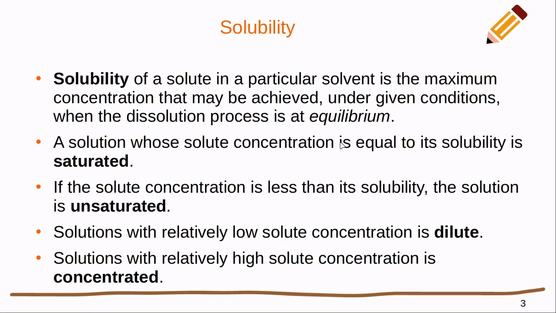A solution whose concentration is equal to its solubility is what we call saturated. It has the maximum amount of solute possible given those conditions in the solvent. If the solute is less concentrated than its solubility, the solution is unsaturated. You can still fit more solute into the solution. Solutions with relatively low solute concentrations are called dilute, and solutions with relatively high solute concentrations are called concentrated.